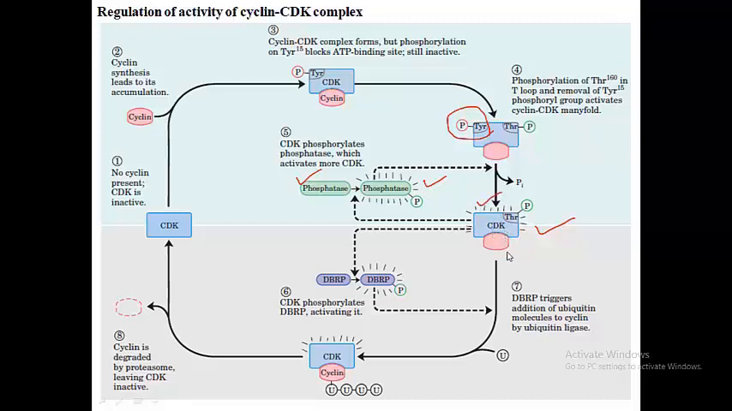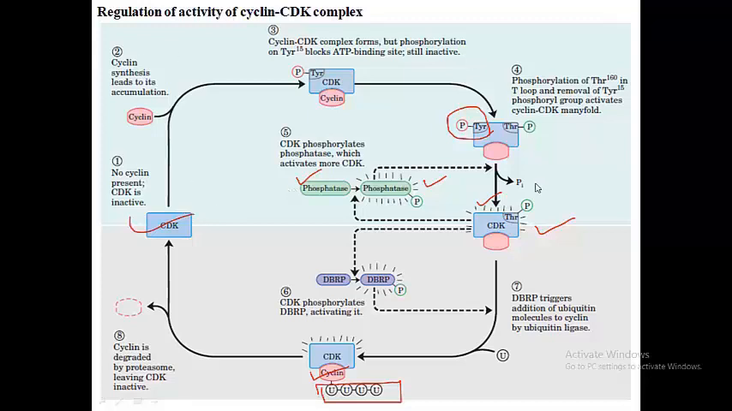In another way to degrade cyclin, this activated cyclin CDK complex activates the DBRP protein. DBRP means destruction box recognizing protein. This activated DBRP triggers the addition of ubiquitin molecules to cyclin by ubiquitin ligase. That results in the cyclin being degraded. Here the ubiquitin is attached to the cyclin, and the cyclin is degraded by proteasomes, leaving the CDK inactive.